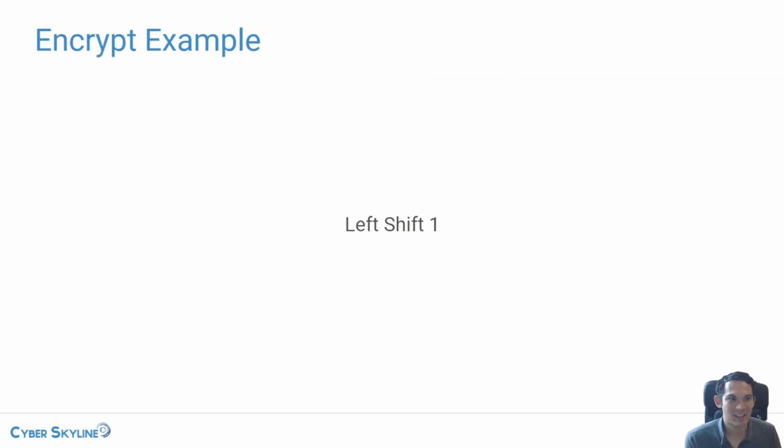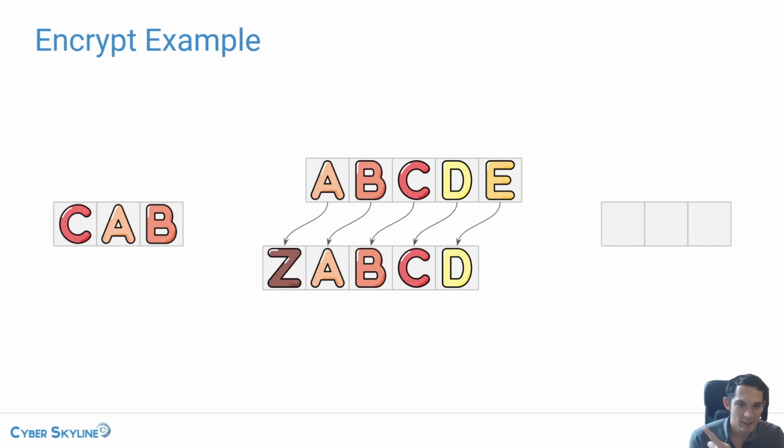So let's take a look at an example of doing encryption by hand. In this example, what we're going to do is shift each character left by 1. On the left side over here, we have a plain text message. That's the CAB on the left side. And in the center, we have a mapping showing what a shift left for each character would look like.